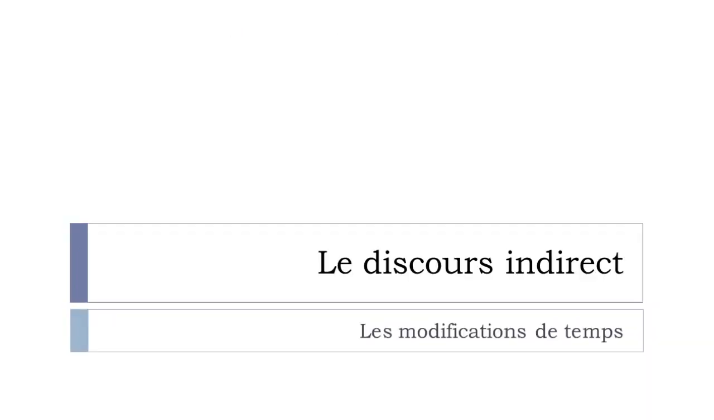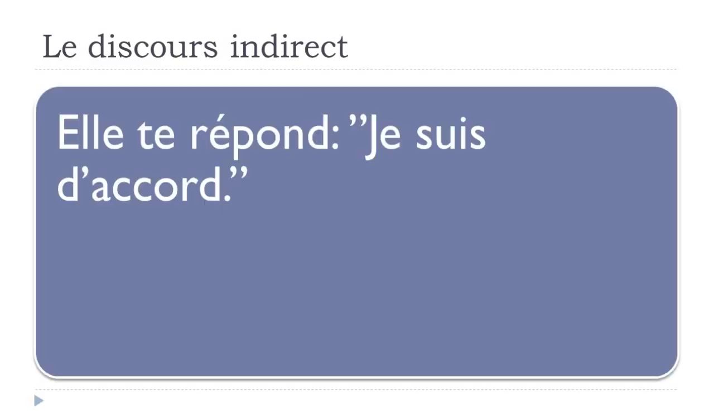Les modifications de temps. So let's start now. I wanted to first show you this simple example, because we've got this sentence, elle te répond, je suis d'accord. Répondre is to answer, te is for you, so she answers to you. Je suis d'accord. In French this je suis d'accord is I do agree.